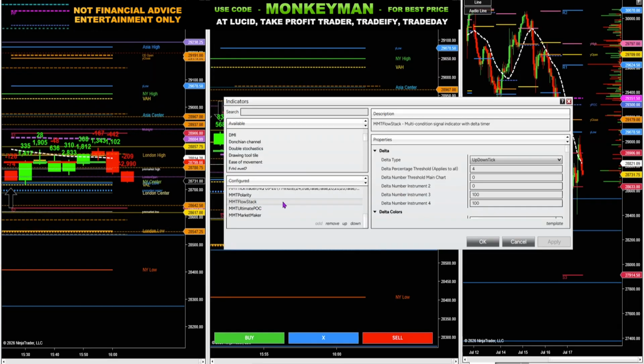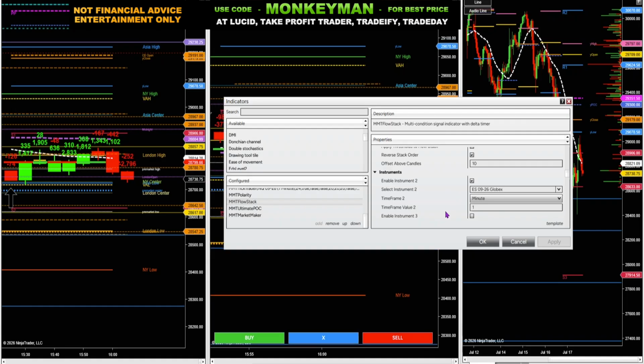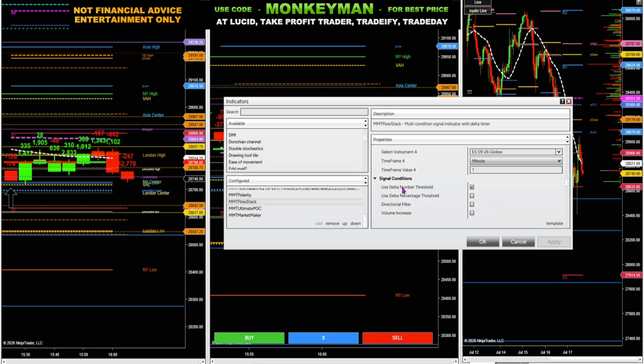So the settings on the 1-minute chart for the flow stack are the same. Delta number thresholds of 0 and 0. And then for the secondary instrument, I've got a 1-minute ES. So I've changed the 5 to a 1 here. And then once again, the only signal condition that I'm using is the delta number threshold.